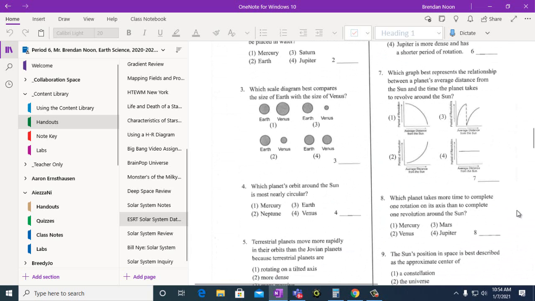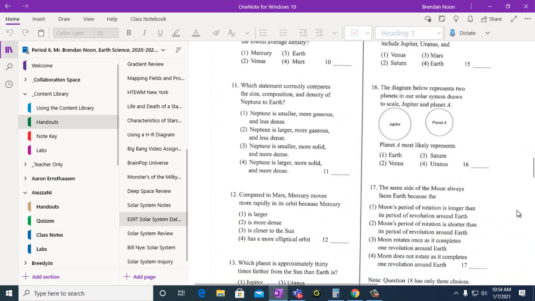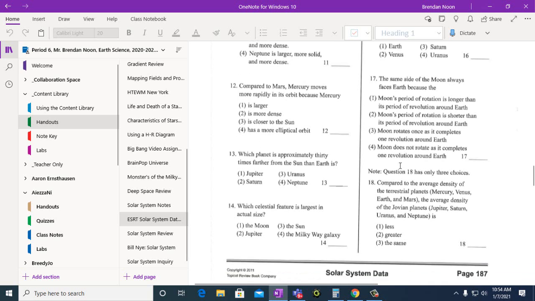So we come down here and we say, it says the moon's period is longer than, no. The moon's period of rotation is shorter, no. The moon rotates once as it completes one revolution. So 1 and 1 are equal to each other. So 3 is the correct answer.